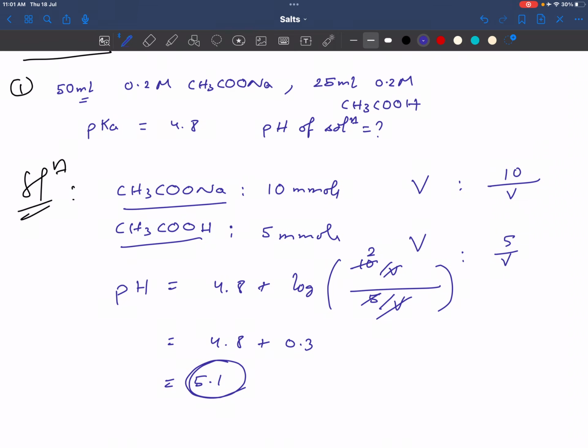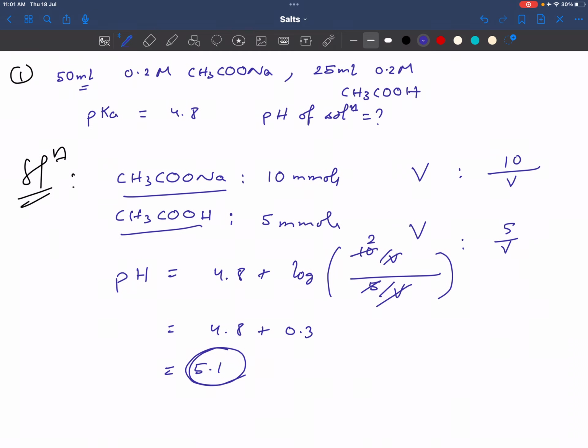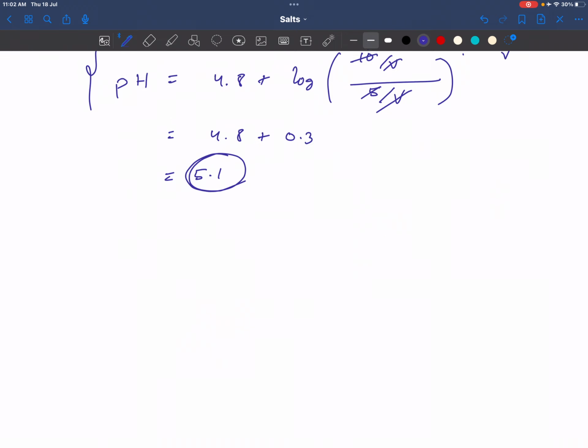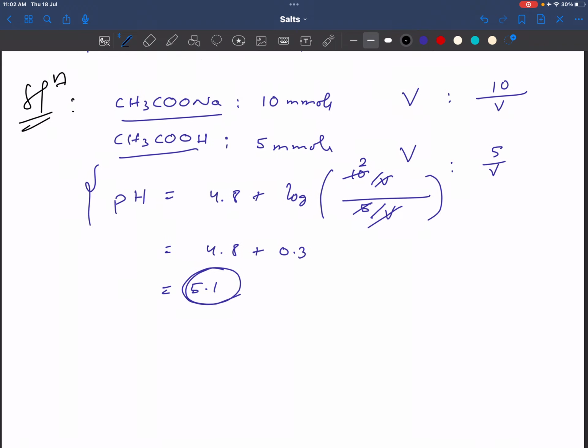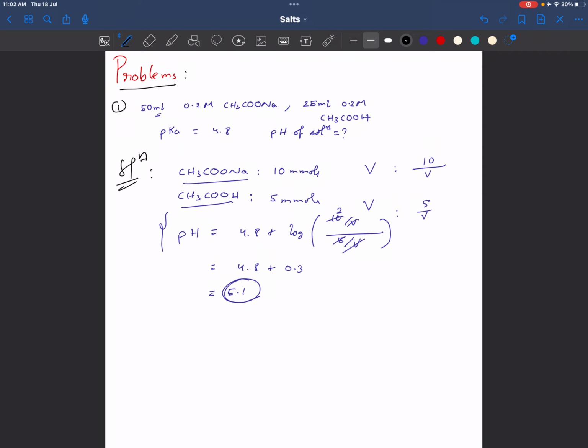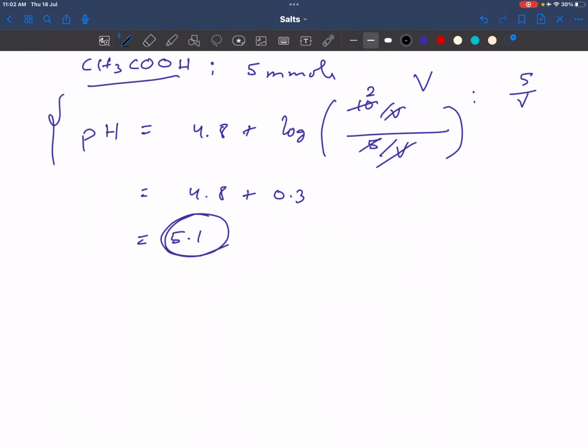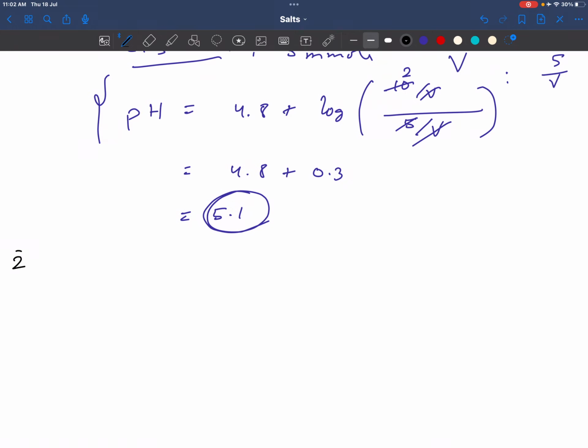One more thing I would like to mention is this formula, pH equal to pKa plus log salt by acid, is known as Henderson's equation for buffers. In this case, for acidic buffers. You can pause to understand if you didn't. We can move forward.